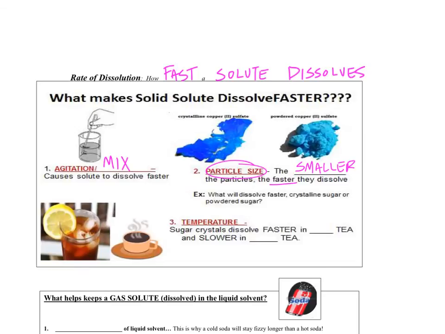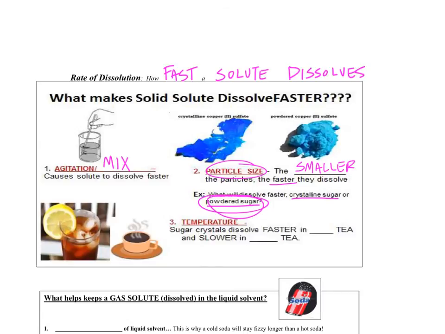So here, if we're looking at crystalline sugar, which is our granulated sugar, or the powdered sugar, you've got to think which particle is smaller. And the powdered sugar, if you've ever seen it, it's almost like a dust. It's exactly what the name implies. It's powdered. So those particles are much smaller, which means powdered sugar is going to dissolve faster.